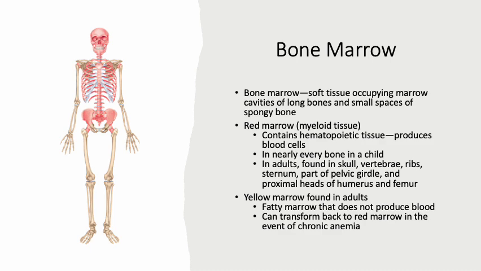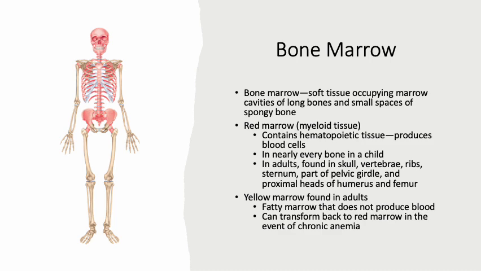So we have yellow marrow in adults, and this is your fatty marrow, and it doesn't produce blood, but it can transform back to red marrow if you are chronically anemic. So if something is wrong with your marrow, or you're not producing enough blood cells, your yellow marrow can turn back to red marrow and produce red blood cells. But usually if your yellow marrow has converted back to red marrow to produce blood, you're critically ill. There's something really wrong.